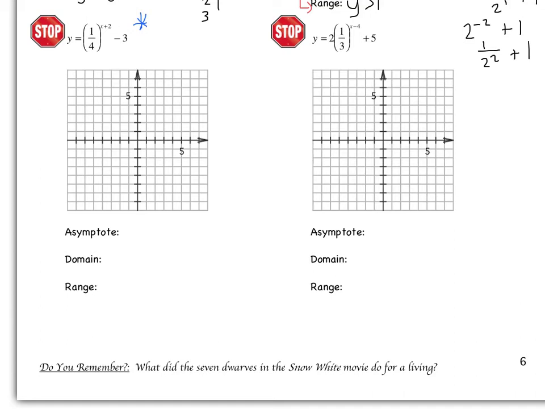Okay, let's see how we did. First thing, this -3 is our asymptote. So our asymptote becomes y equals -3. And then I'm going to put that on my graph.